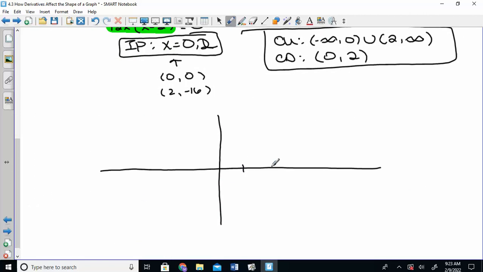So we have some information to plot. We know we have a minimum at 3, negative 27. I certainly do not expect you to count by ones on that. I'm just going to count by tens on my y-axis. So 3, negative 27 will be out here. Our inflection points, I want you to mark those with X's. So we have an inflection point at 0, 0, and at 2, negative 16.